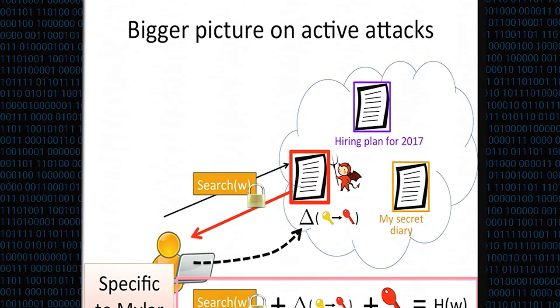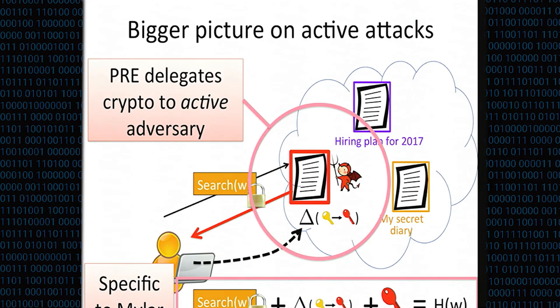So the bigger picture on these active attacks is that this brute forcing the hash thing is specific to Mylar, but we conjecture that active attacks exist on other BOPETs. Active attacks are really, really hard in general, and in BOPETs they're even harder because almost by design, you're trusting the server to do some kind of cryptographic processing on your data. But an active adversary is able to abuse this encryption functionality in whatever way it wants. So it's very hard to guarantee any security in the active model for BOPETs. To solve this problem, it seems that very heavyweight techniques are necessary to verify security critical operations that the adversary or the server performs.